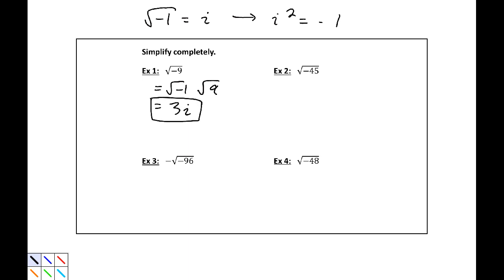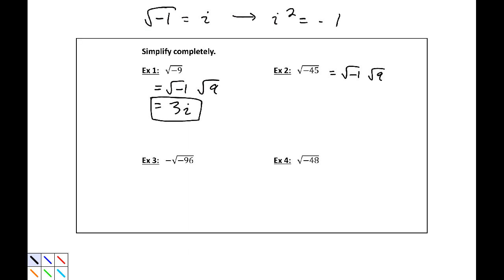For example 2, slightly different, square root of negative 45. We can write that as the square root of negative 1, and then the largest perfect square that divides into that is 9. So square root of 9, and then the square root of 5. 9 times 5 is 45. So this becomes 3i, the 3 coming from the square root of 9, and the square root of negative 1 being i, so we have 3i root 5.